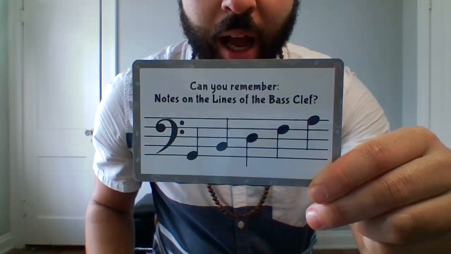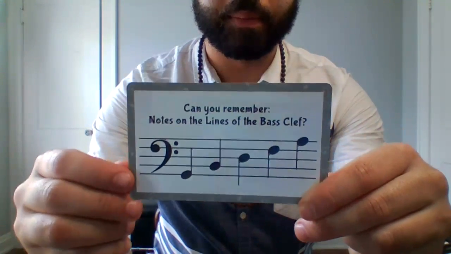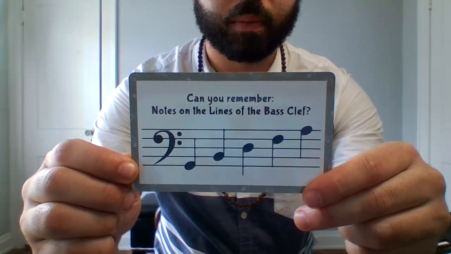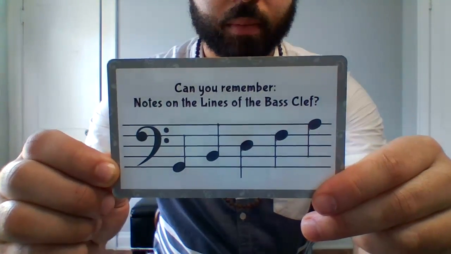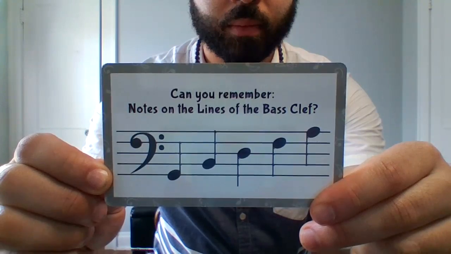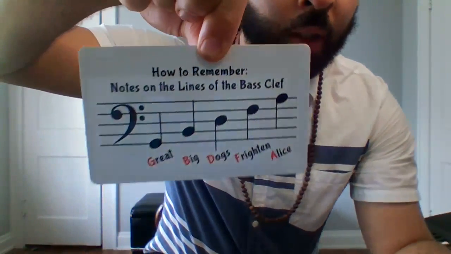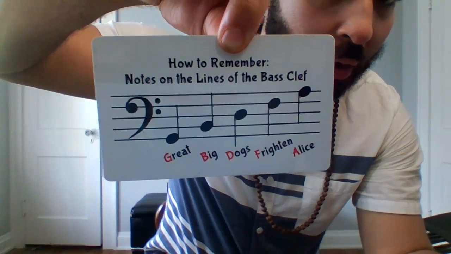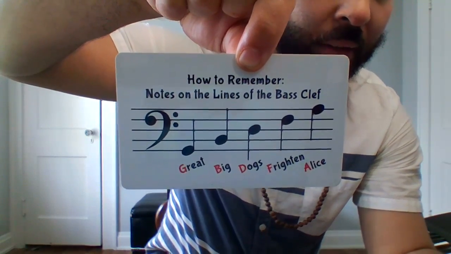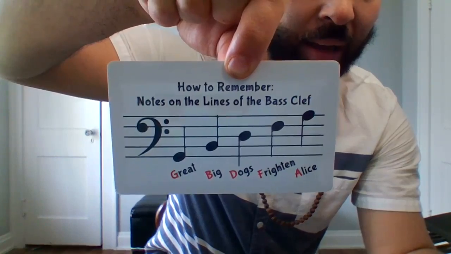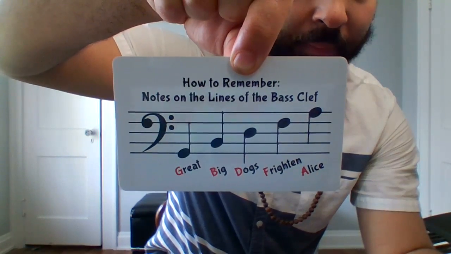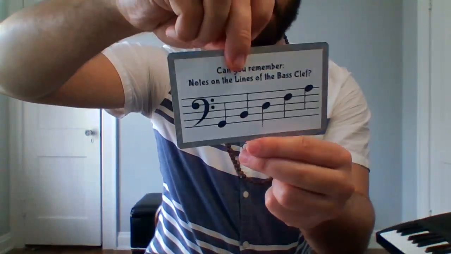Can you identify or remember notes on the lines of the bass clef? 10 seconds. Great big dogs frighten Alice. G, B, D, F, A. Okay, those are our lines of the bass clef.